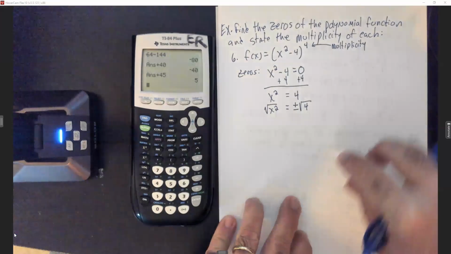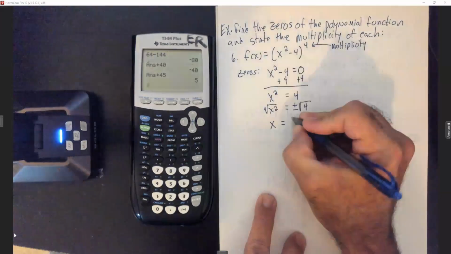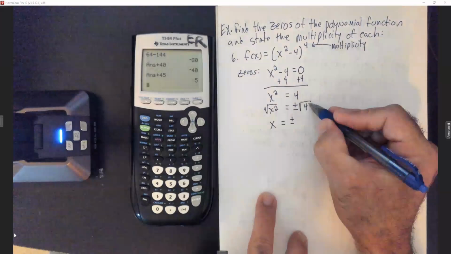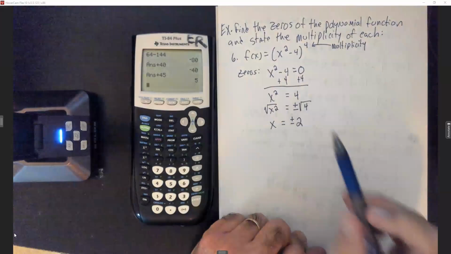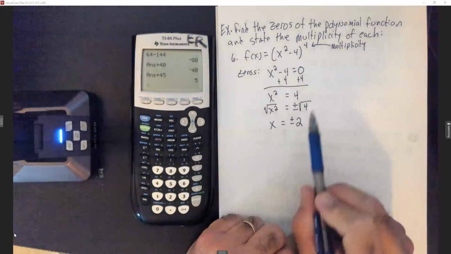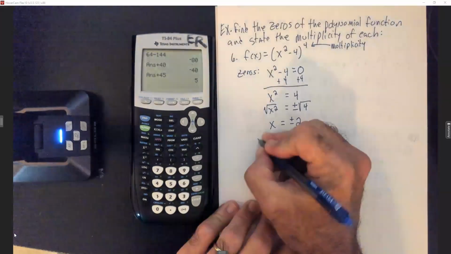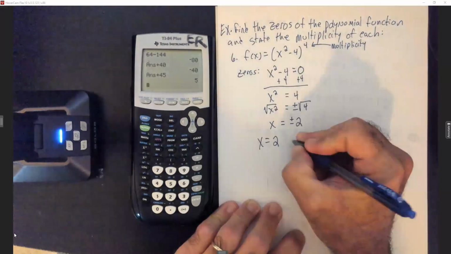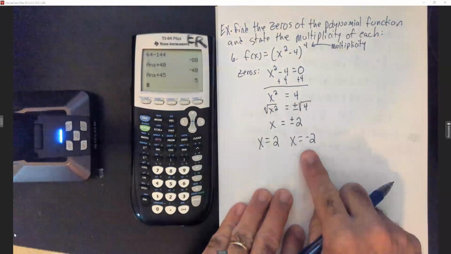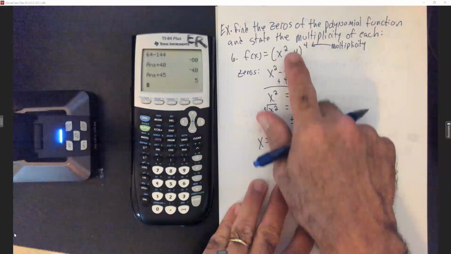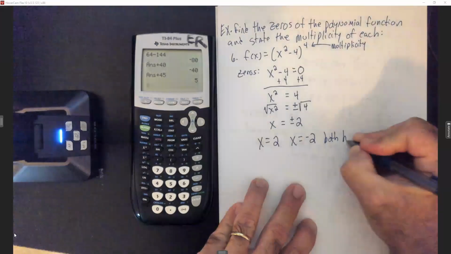So here we go. Square root of x squared is x, equal to plus or minus square root of 4, is 2. So that means +2 times +2 equals 4. -2 times -2 equals 4. So my zeros are x equals +2, x equals -2. Now, since both of them zeros came from this equation that was followed by the 4, both of these have a multiplicity of 4.